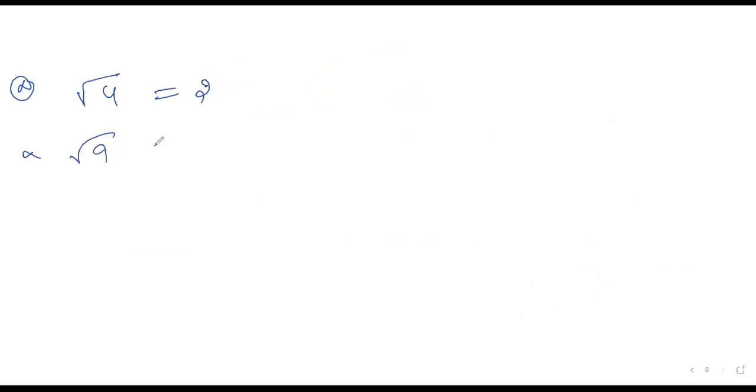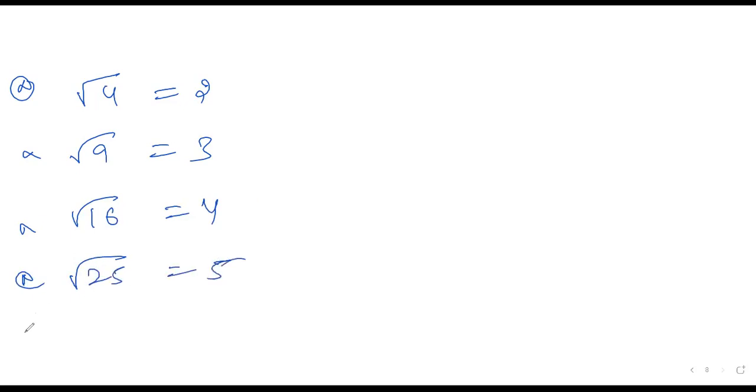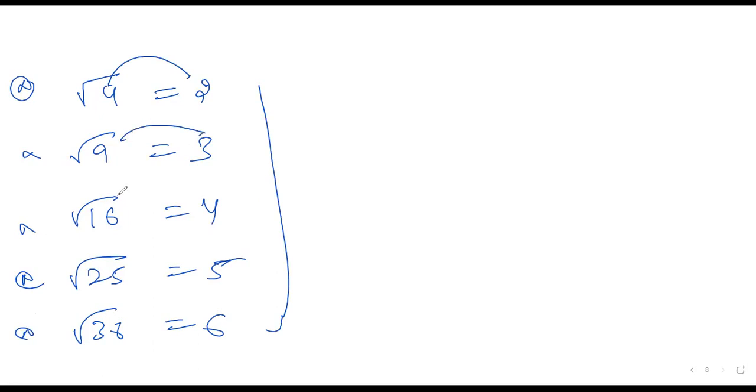The square root of 9 is 3. The square root of 16 is 4. The square root of 25 is 5. The square root of 36 is 6. These are things we observed in many cases. But how did you get these answers? Yes or no? We have methods to find the square root. So what methods are available?